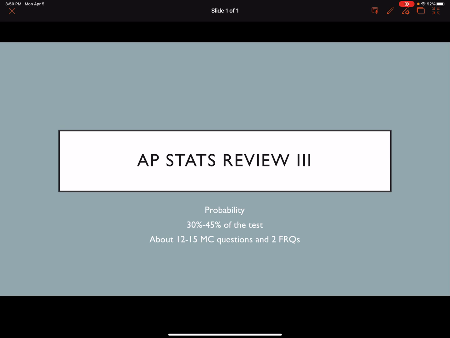AP Stats Review number 3. This packet is all on probability. It's about 30 to 45% of the test, so you can expect to see about 12 to 15 of the multiple choice questions out of the 40 total questions and 2 of the 6 questions for the free response. That doesn't mean 2 straight questions, but partial questions, sometimes full questions. And this is not just the probability unit that we did, doing independent probability and things like that, but it's also the normal probability, doing the normal curve that we've been working with all year long.